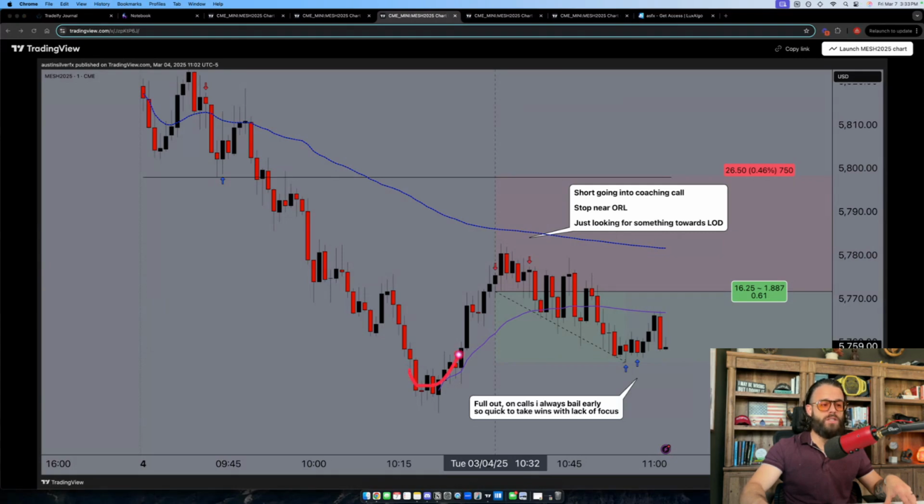After it pulls back here, this is now later in the morning, 10:30, you can see I build into a short position near New York VWAP as a retest.